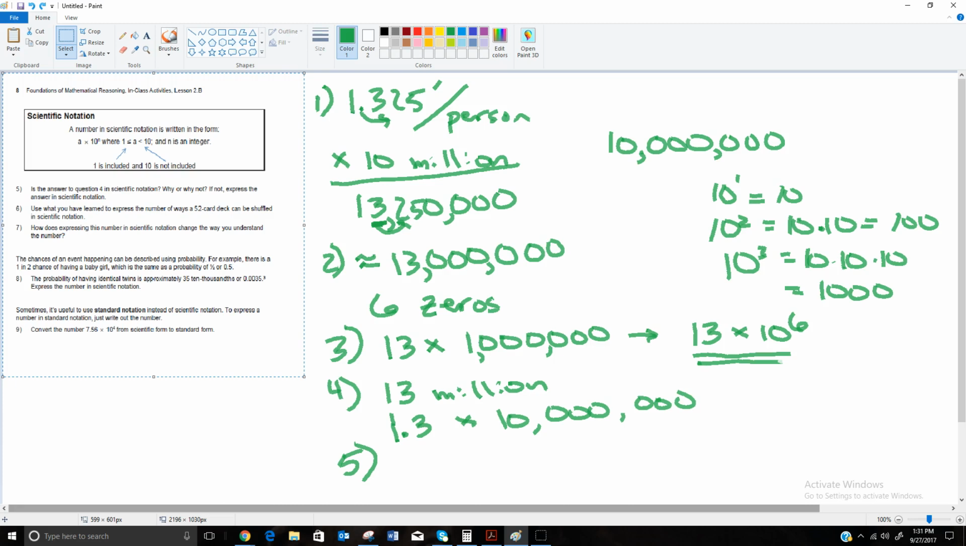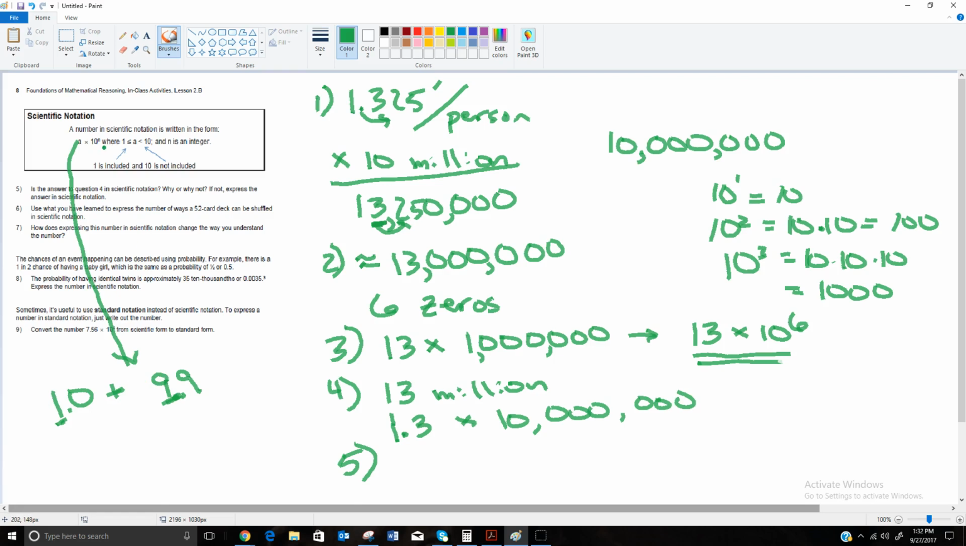In other words, this A has to be somewhere between 1.0 something. It can have more digits than that, up to 9.9 something. Again, it could be 9.97. It just can't be a 10. There has to only be one digit in front of the decimal, and that digit can be from 1 to 9. It can't be a 0 in front here, and it can't be a 10 or bigger in front.